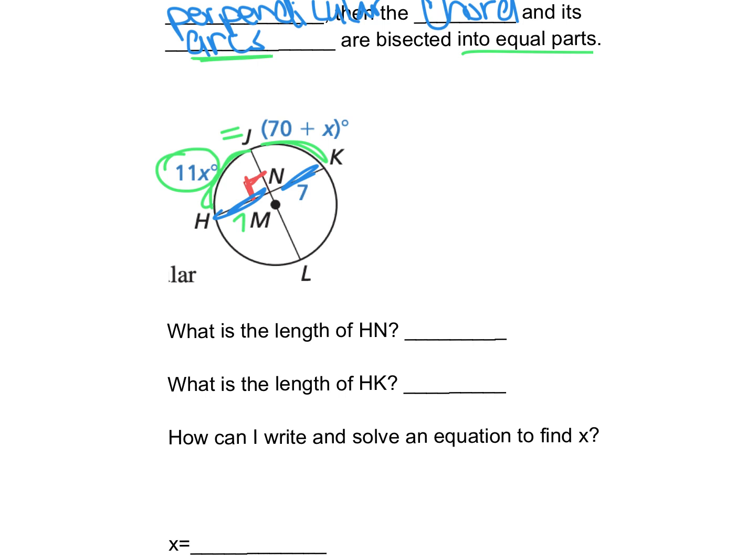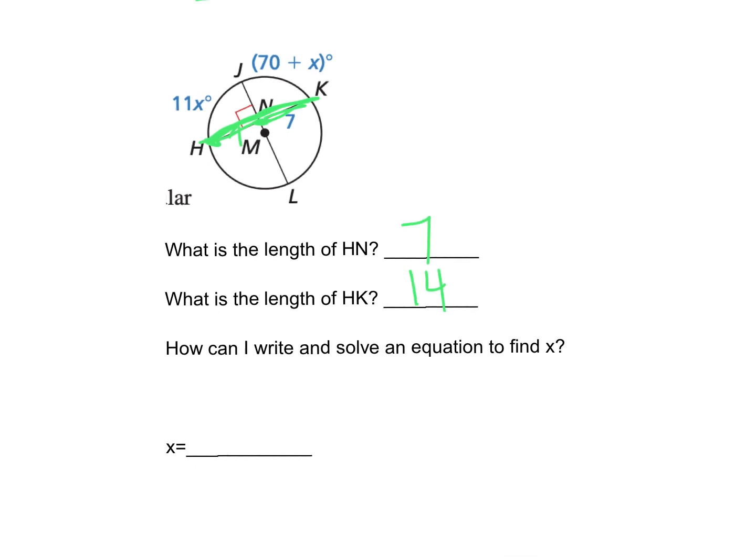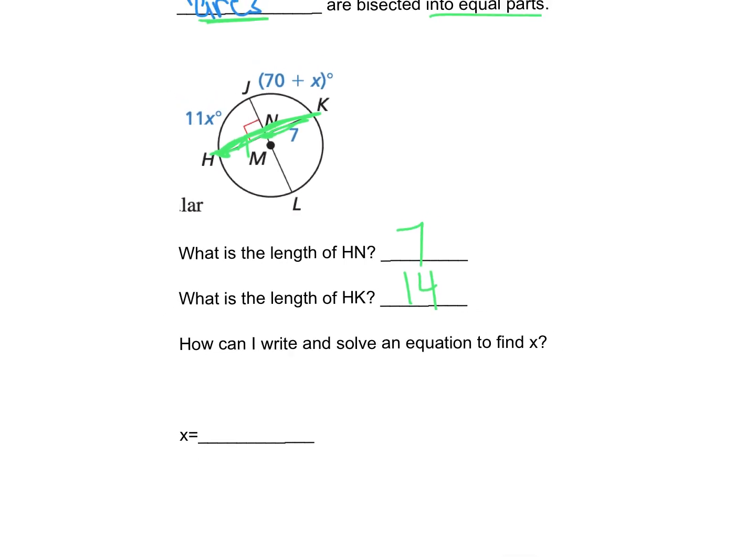So when we start thinking about how we're going to answer these questions, what is the length of HN? Okay, so we said that the chord is bisected into two equal pieces. Well, we know that if this piece is 7, this piece here is 7, HN is that other half. So HN is just 7, which means if HN is 7, HK all the way across the chord there is going to be 14.